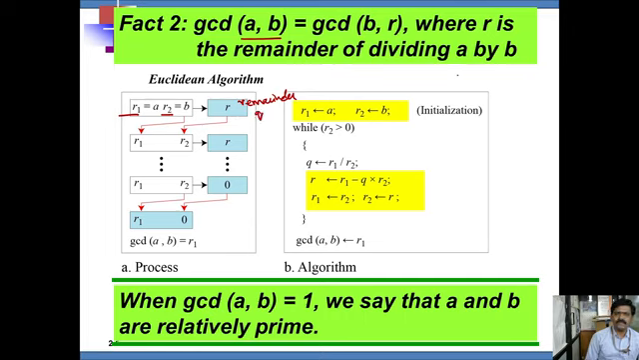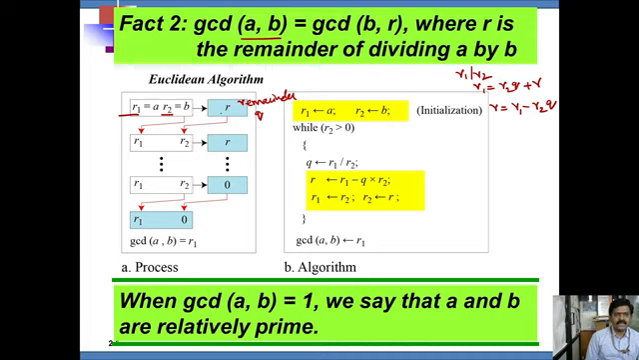We all know that when R1 gets divided by R2, R1 is nothing but R2 into Q plus a remainder R. So R is nothing but R1 minus R2 into Q. So now let us see how the Euclidean algorithm process iterates.